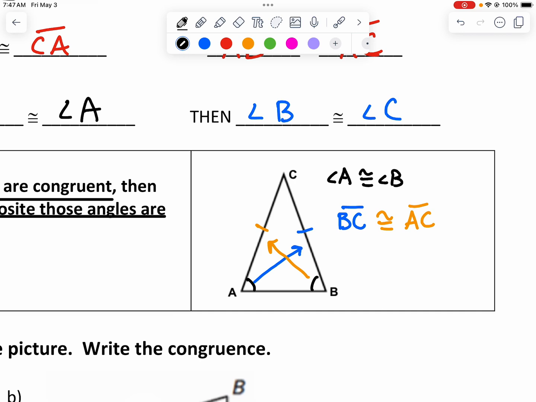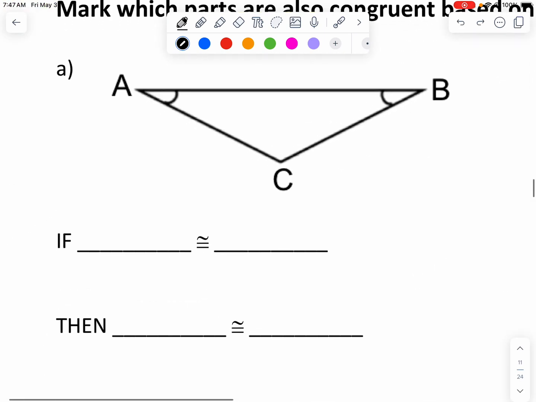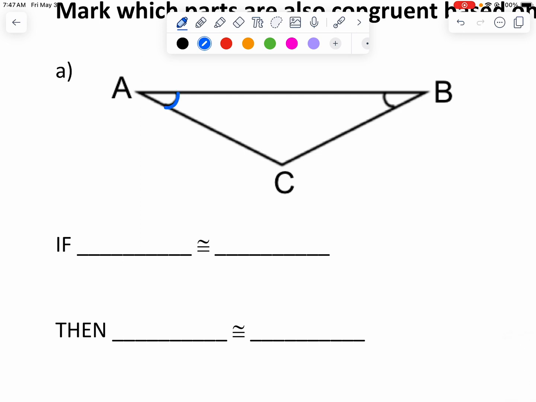So if it's giving you two sides that are congruent, it can tell me that the two base angles are congruent. The converse is also true. If it's giving me two angles that are congruent, I can infer that the two sides are also congruent. Letter A, here we go. It's giving me my if statement, angles A and B. They both have the same arc length. It's just one, okay?